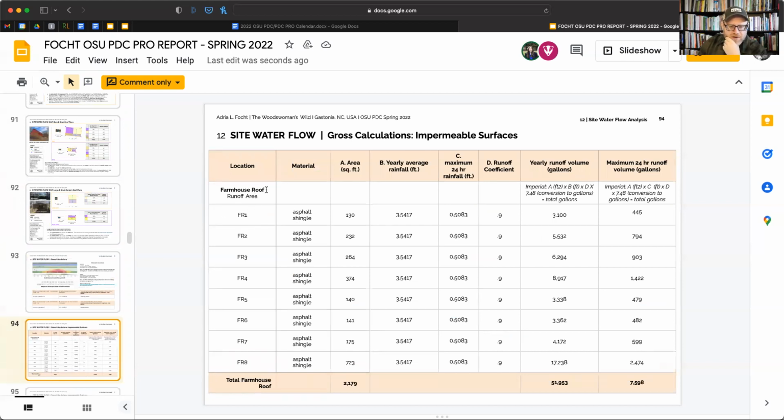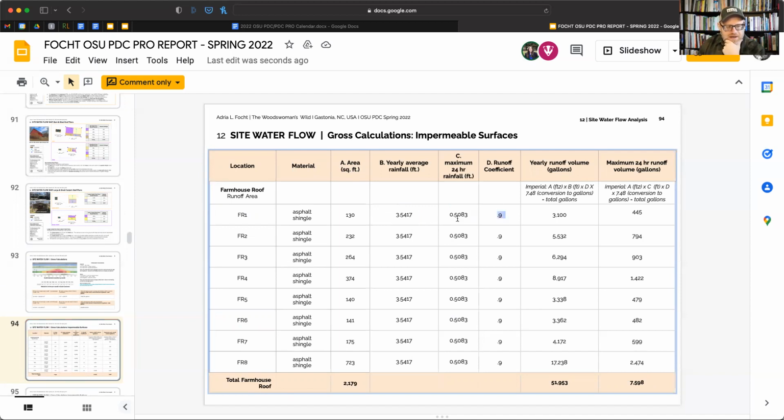And then what she could do is she could do that on each one. So basically in the gross calculations for impermeable surfaces, she's done FR1, she said the material, what is the area in square feet, and she's changed this to showcase the unit she's using. What is the yearly average rainfall, what's the maximum, and what's that runoff coefficient?